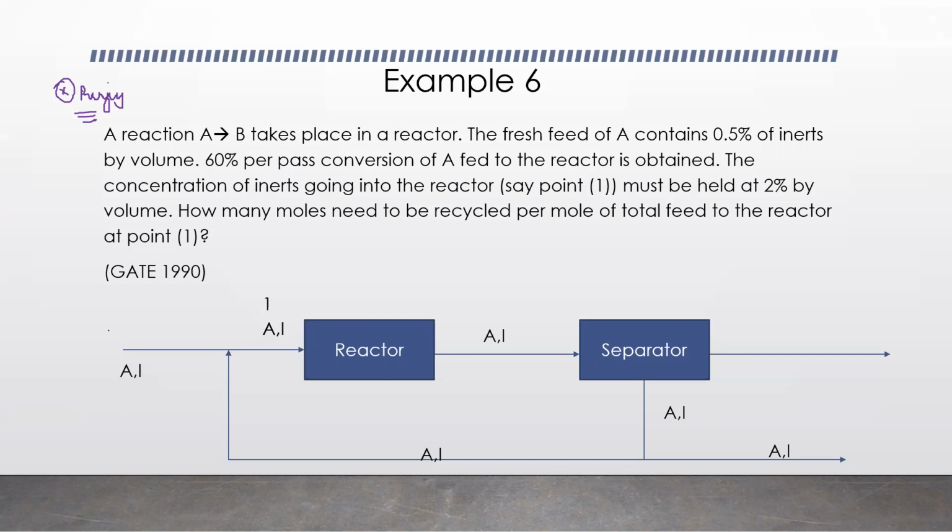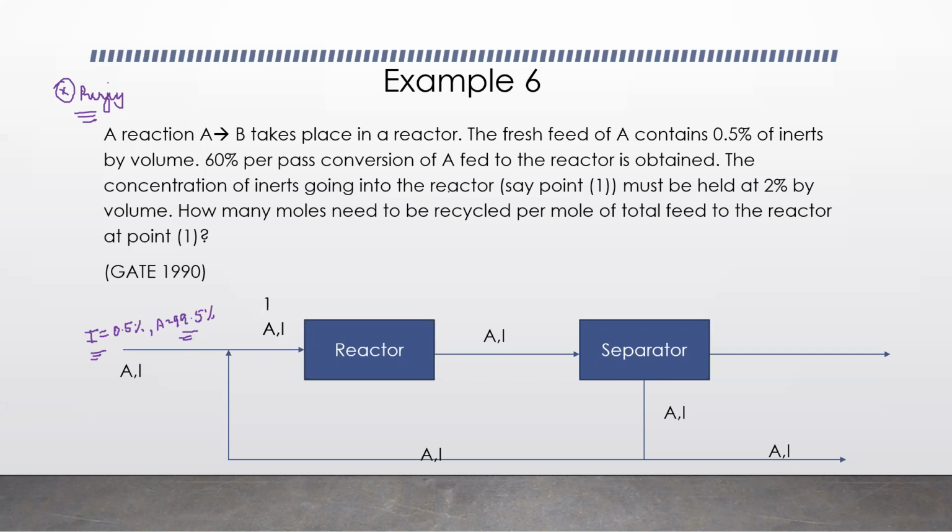So this is the block diagram. I'll not extend the block diagram anymore. So this is the fresh feed. It contains 0.5% inerts. All right. So 0.5% are inerts. That means A is 99.5%.